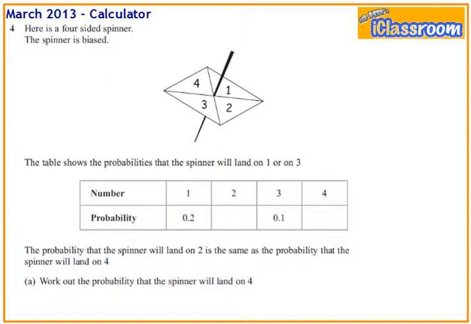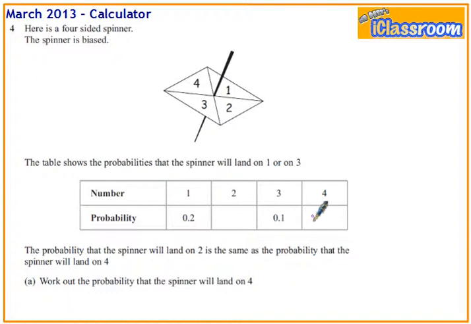Right, question number 4. We're talking about throwing a spinner, and the spinner's biased, meaning that it's going to land on some numbers more than others. We're given the probabilities that it lands on 1 and the probability that it lands on 3. We need to work out the probability the spinner will land on 2 and 4. Now it says here it's the same probability for 2 and for 4, so I know that both of these numbers are going to be the same.